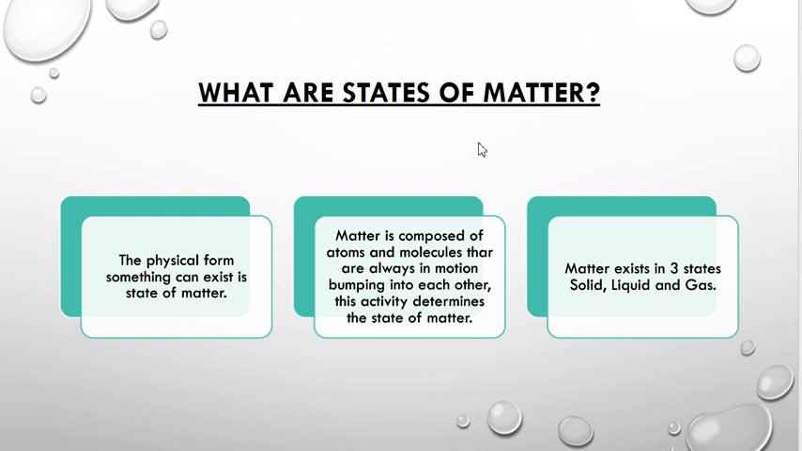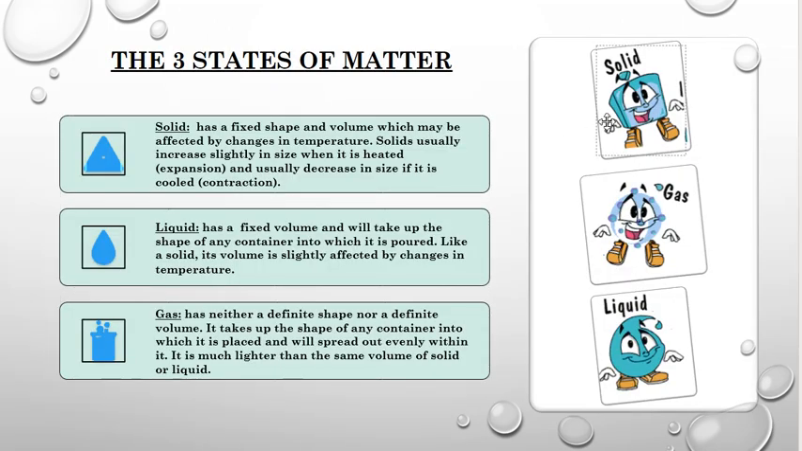Matter is composed of atoms and molecules that are always in motion, bumping into each other. This activity determines their state. Matter exists basically in three states on Earth, that is solid, liquid, and gas. These three states of matter are solid, liquid, and gas. Let's talk about the first state of matter, that is solid.